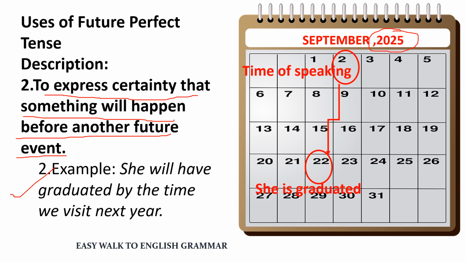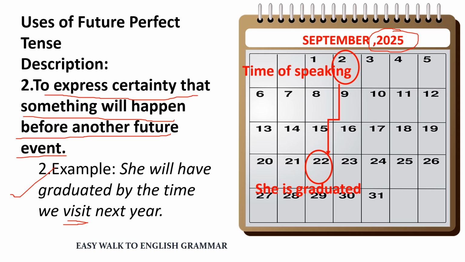Friends, did you notice? Here we fulfilled two purposes of the future perfect tense. First, it helped us to indicate the completion of a future action. It also helped us to indicate the certainty that something will happen before another future event. Here, the other future event is the visit of some people indicated by the "we" in the sentence.